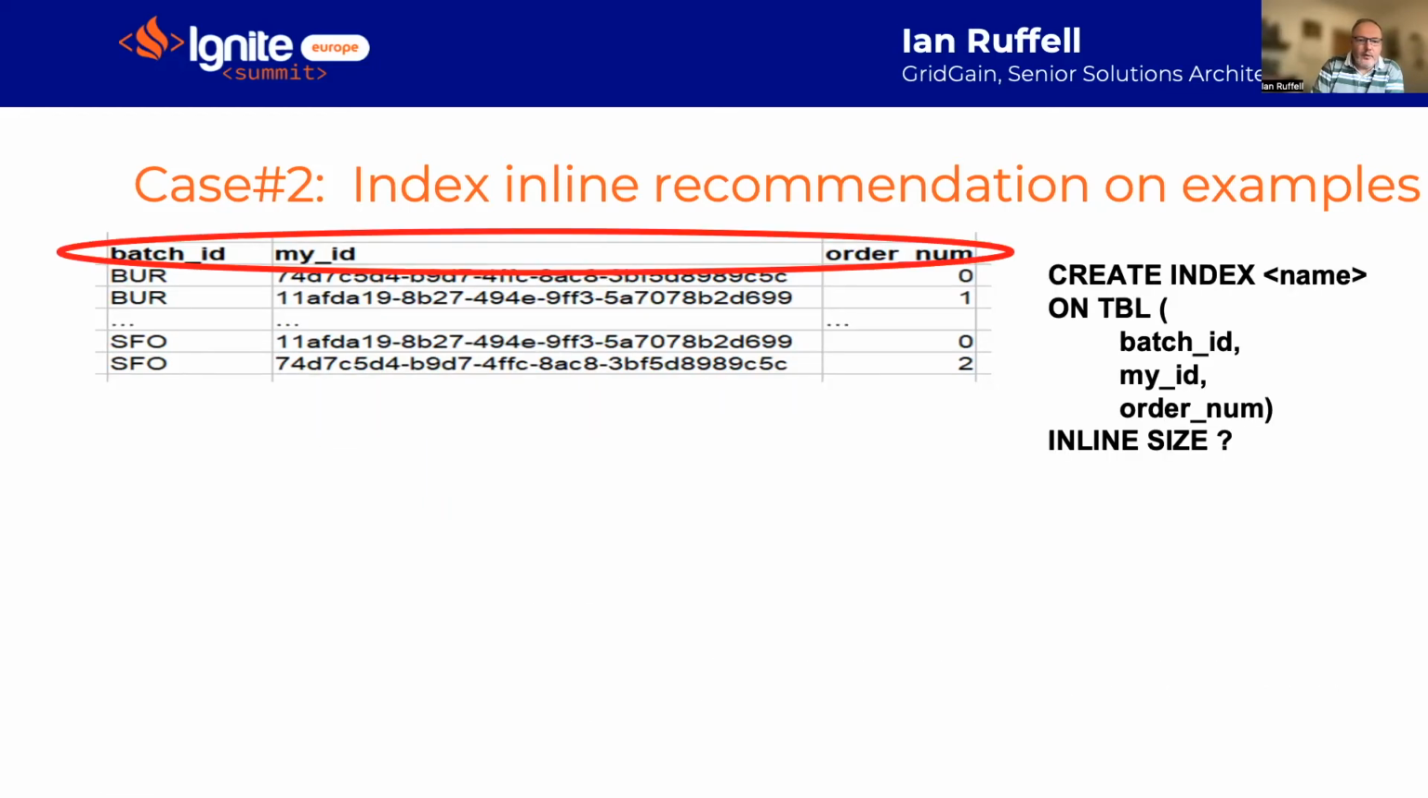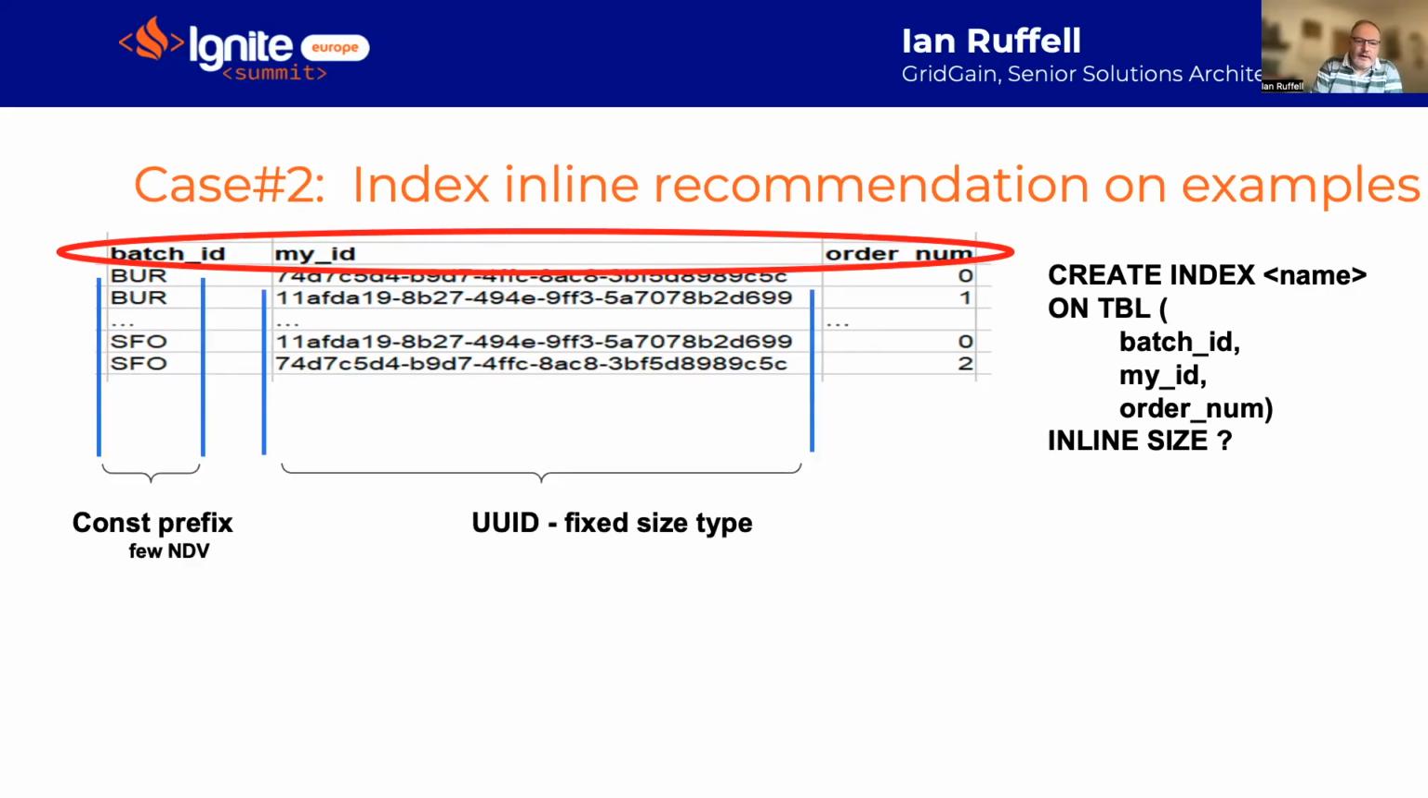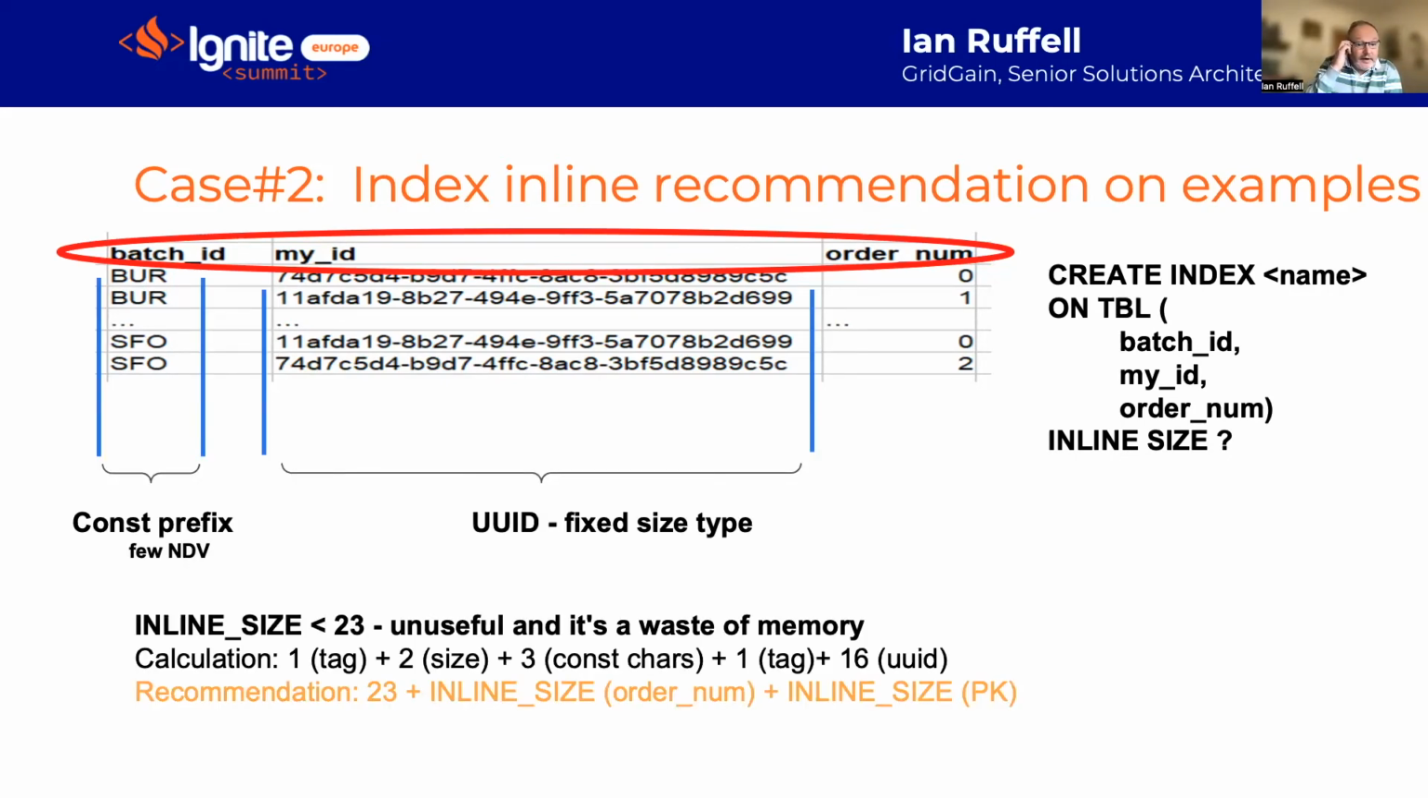In this case, we've got an ID with only very few unique values, so it's not very selective. Having an inline size of less than 23 is not going to be very useful. Again, we're going to be using 1 for our tag, 2 for the size, 3 for the constant characters, and then 1 for another tag and 16 for the UID. So our recommendation will be to have 23 plus the inline size of the order number and the inline size of the primary key.